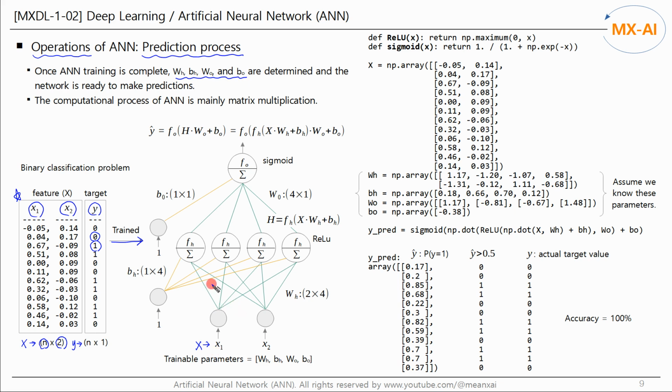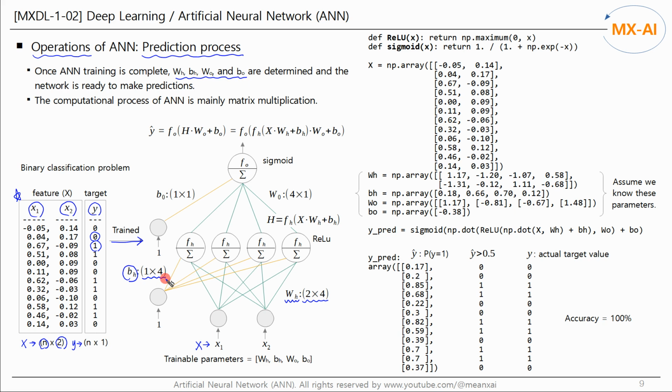The connection between the input layer and the hidden layer is the matrix WH. The number of neurons in the input layer is 2, and the number of neurons in the hidden layer is 4. So WH is a 2 by 4 matrix, and the bias matrix BH is connected to the neurons in the hidden layer. The order of matrix BH is 1 by 4.